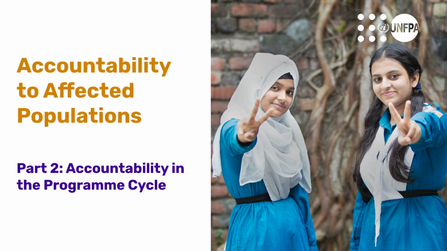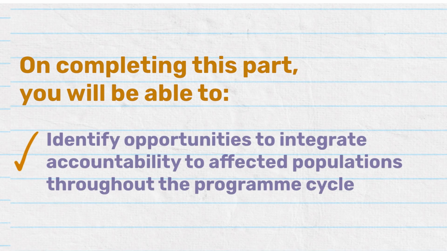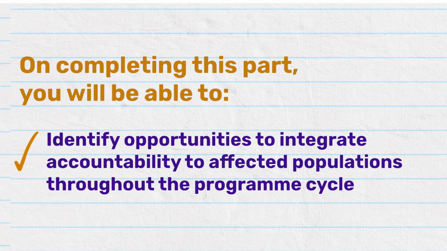Accountability to Affected Populations. Part 2. Accountability in the Program Cycle. On completing this part, you will be able to identify opportunities to integrate accountability to affected populations throughout the program cycle.